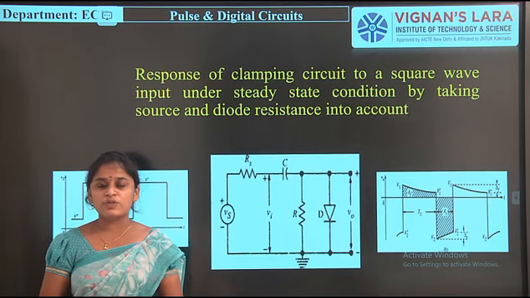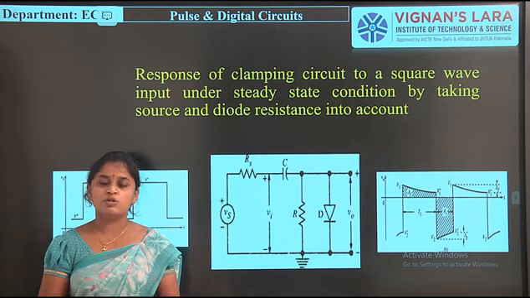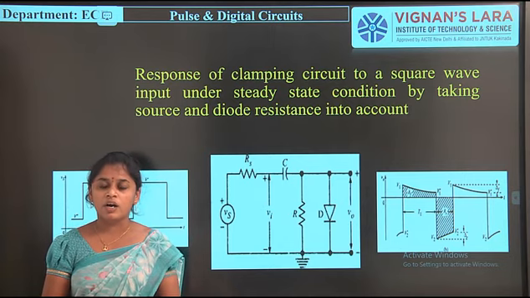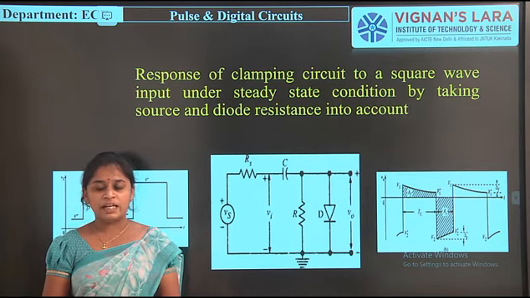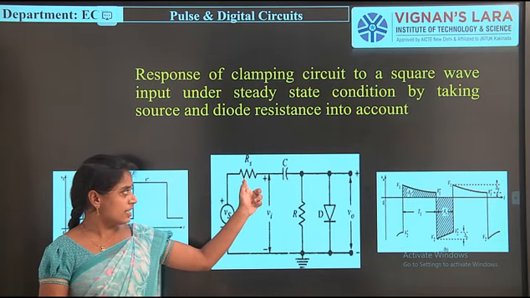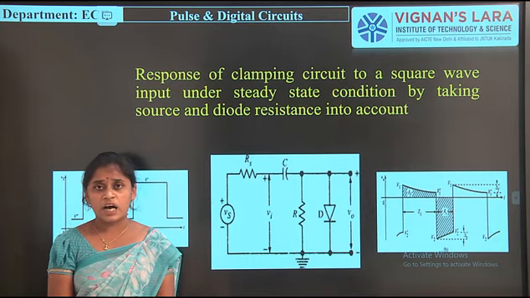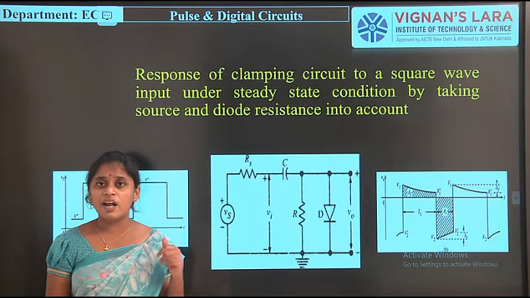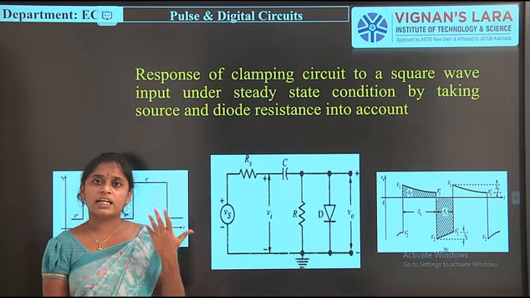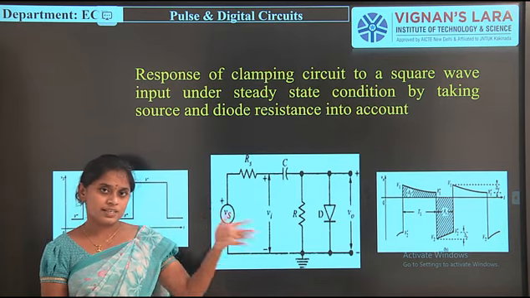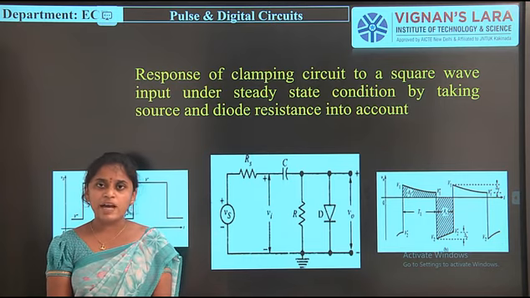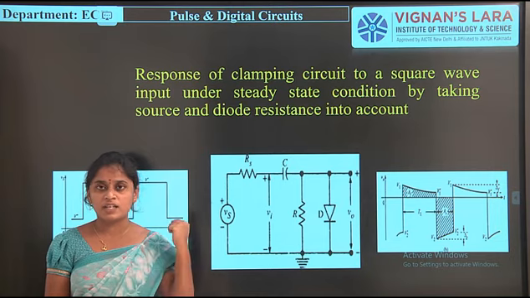So in this class we have to observe the response of the practical clamping circuit for a square wave input while considering the source resistance, that is Rs, and the diode resistance, that is Rf or R. Taking these into consideration, we have to find what the output waveform is, how we get it, and what results we have to observe.